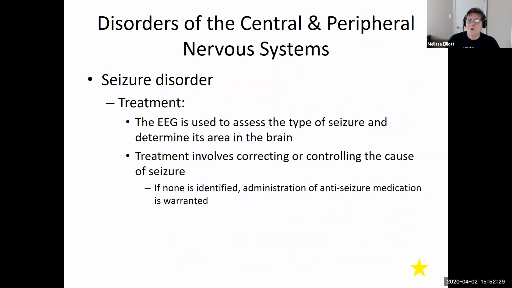EEG is going to be used for the diagnosis of the seizure. They can usually tell the type of seizure and determine the part of the brain. You can have what are called focal versus transient seizures. Focal seizures happen in one place, and when you have the diffuse seizures or the transient seizures, they're happening all over the brain. Treatment involves basically correcting or controlling the cause of the seizure. If there is no seizure cause that's identified, then using things like anti-seizure medications that will stop the seizures or control them so that you don't continue to have seizure type symptomology.